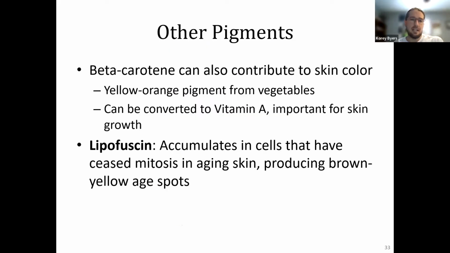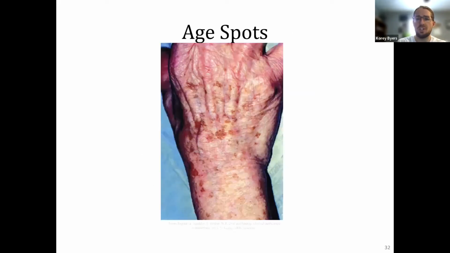Melanin is not the only pigment. We also have beta carotenes. And what's the word you hear when I say carotene? I think carrot. So carrots are orange. So we also have some yellow-oranges where we convert vitamin A into this orange pigment. And then things called lipofuscins that accumulate, which is what makes an age spot.